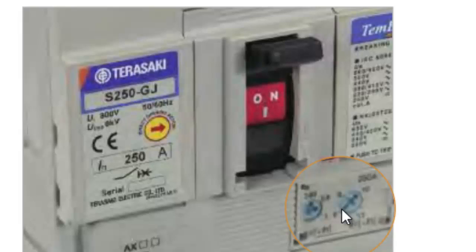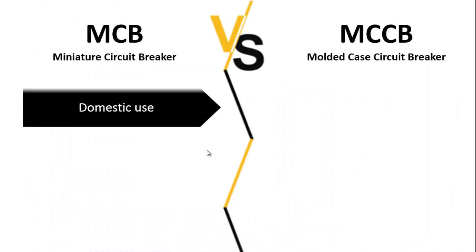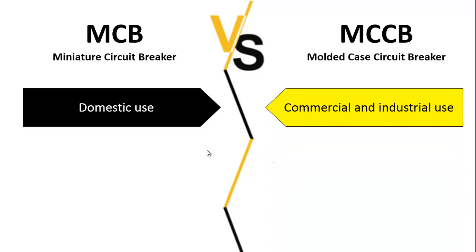As a thumb rule, in domestic usage, you can easily use a miniature circuit breaker because the level of normal current and interrupting current is very low. Whereas for commercial and industrial uses, you have to use molded case circuit breakers because the current rating of the circuit and also the interrupting current is much higher as compared to domestic usage.